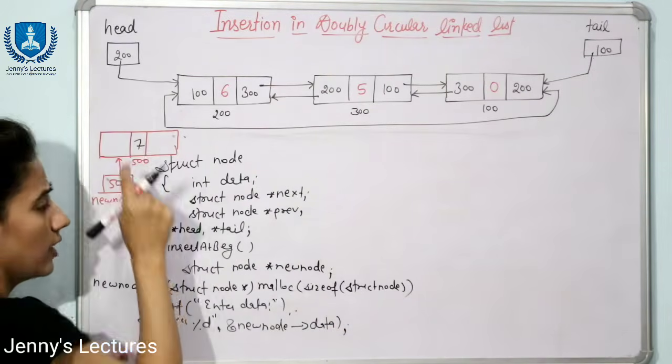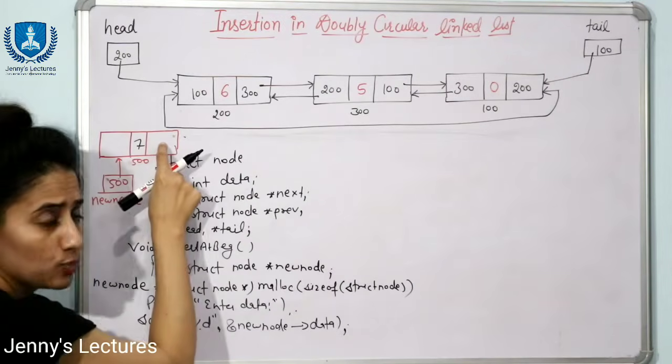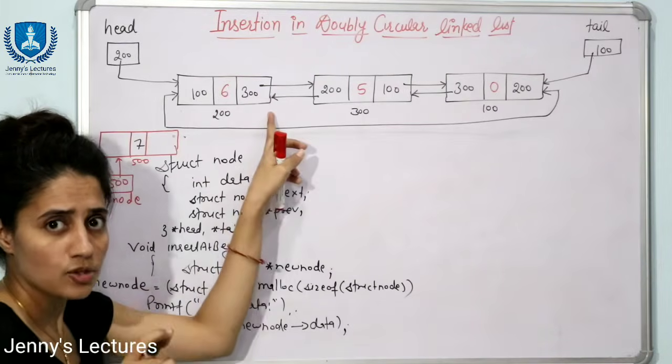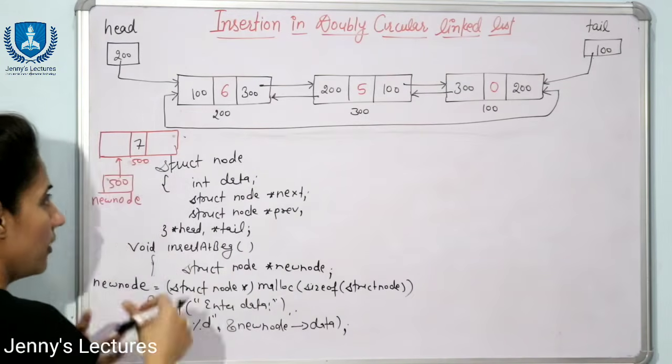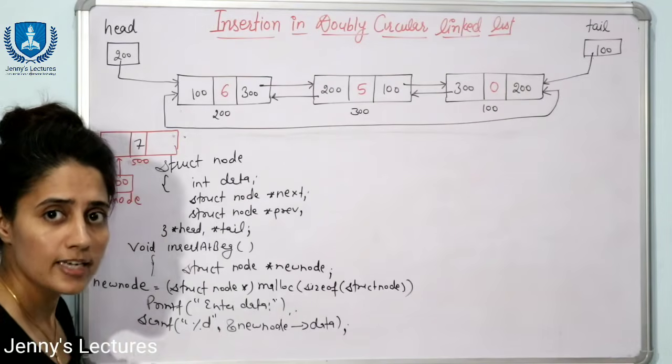You can insert null, but that is of no use, because obviously we are going to update this pointer and this pointer, because in this doubly circular linked list no pointer is a null pointer, right? Now see how you will insert this node here. Now we will check if the list is empty. In that case, what will you do?